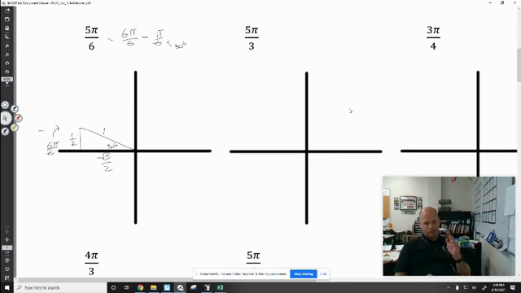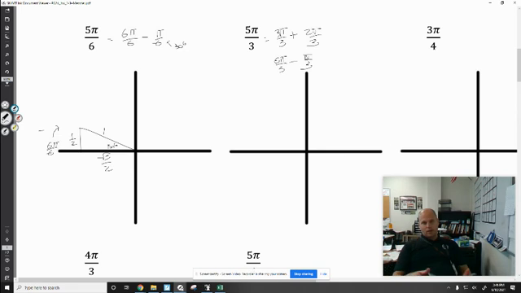Ooh, 5 pi over 3. Two ways to do it. You can either say, okay, I am 3 pi over 3 plus 2 pi over 3s. Well, if 1 pi over 3 is 60, 2 pi over 3 must be 60 plus 60, 120. So I can go to 3 pi over 3 and add 120 degrees if I wanted to. I probably would prefer saying, well, I know it's 1 pi over 3 less than 6 pi over 3.